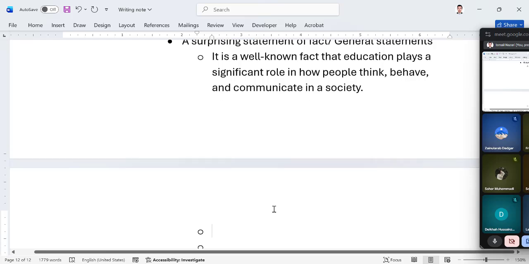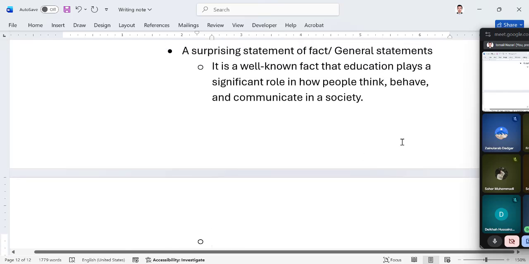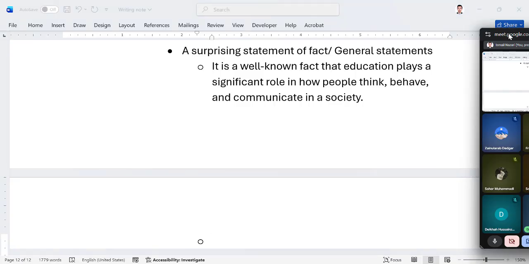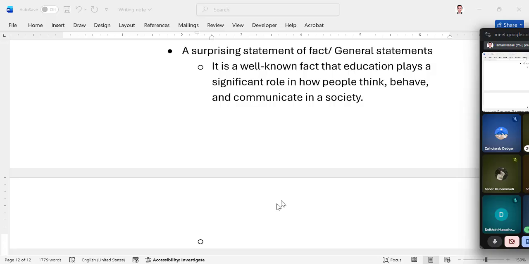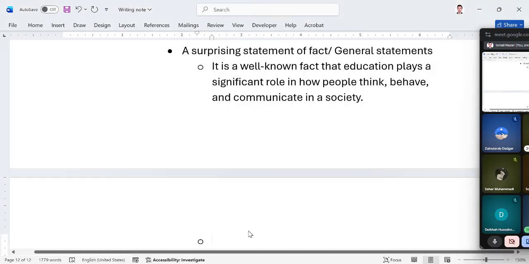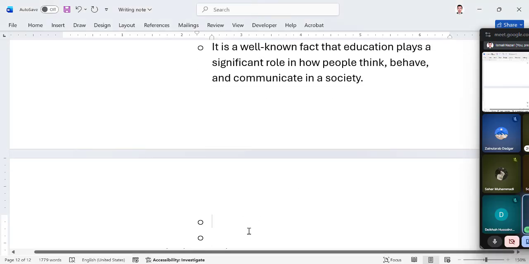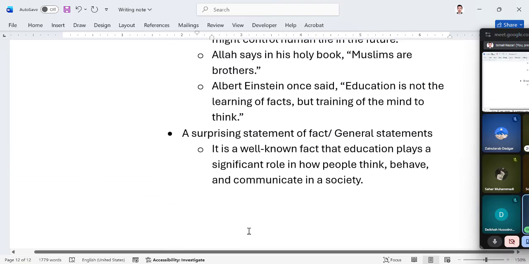So who can tell a sentence for this one? A hook? Miss Kamali. Hello, sir, and hello, everyone. Sir, I'm sorry, I don't have an example about this. I have a question. May I ask? Yeah.